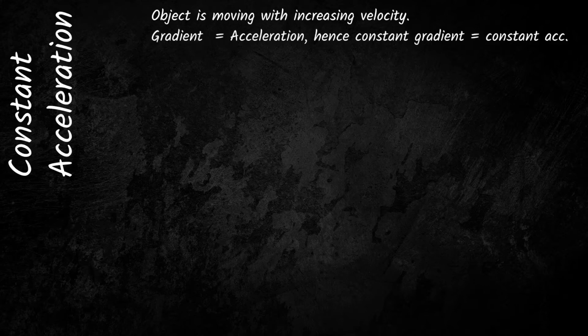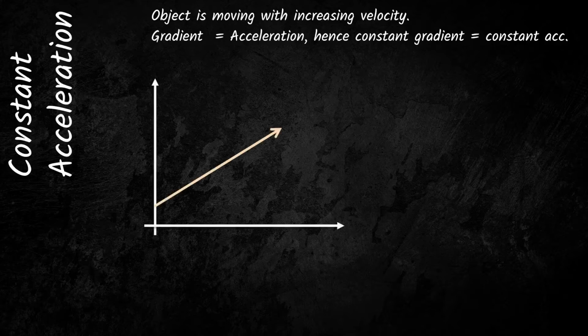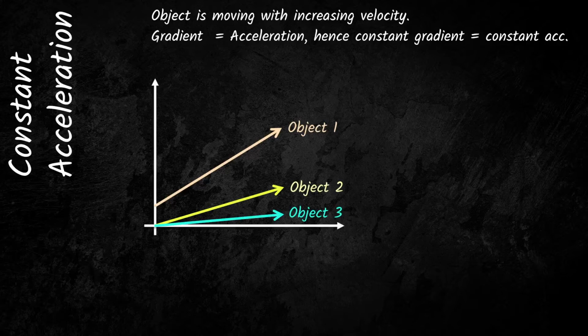So, the first is constant acceleration. Now, object moving with increasing velocity but constant acceleration means that your gradient has to be constant. And when we say that our gradient has to be a constant, it essentially represents a straight diagonal line. Now, the diagonal line may pass through the origin, may not pass through the origin as shown on the diagram.